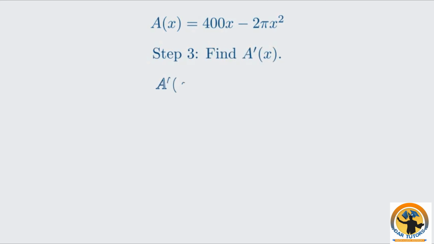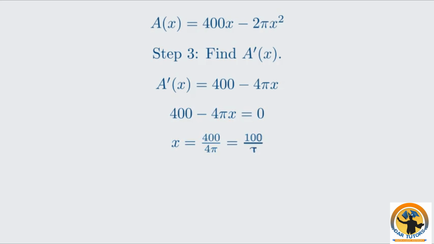We have our area function A of x equals 400x minus 2πx squared. Step 3. Find the first derivative. A prime of x is 400 minus 4πx. Set the derivative to 0. 400 minus 4πx equals 0. Solving for x, we get x equals 100 over π.